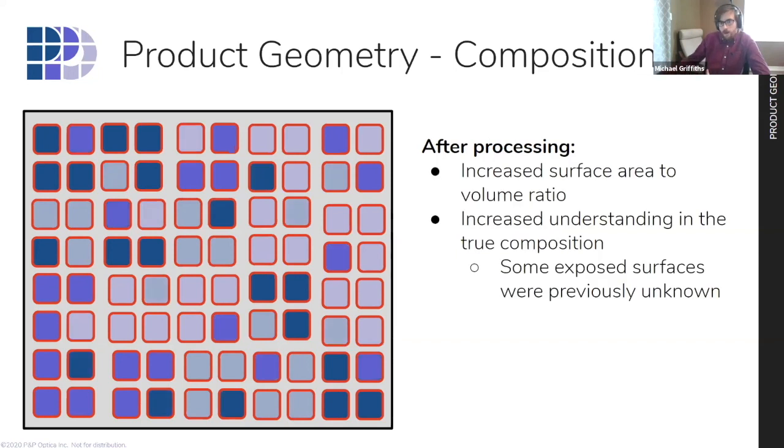However, that might not actually be the case, and as you break down the product, you are exposing new surface areas, which will thereby increase the surface area to volume ratio. With this, you're getting an increased understanding of the true composition, as you're having to make less guesswork in terms of the thickness of the product. Additionally, this also serves the benefit of having a more uniform product size, especially in terms of imaging height, which is very important for optimal system performance.